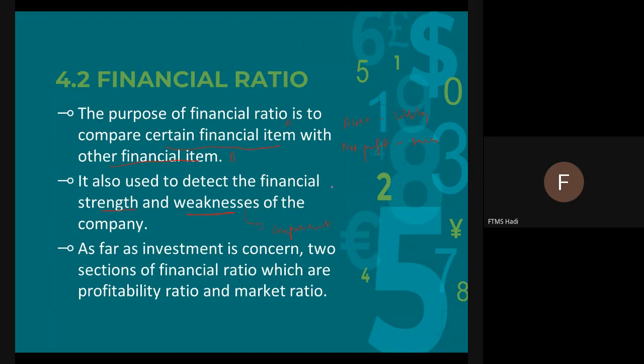And as far as investment is concerned, there are two sections of financial ratio, which are profitability and market. Actually, there are five, but for this subject I introduce two only, because the other three will be introduced in the module Financial Management. I'm also teaching financial management as well. So therefore, for investment, they focus more on profitability and market ratio.